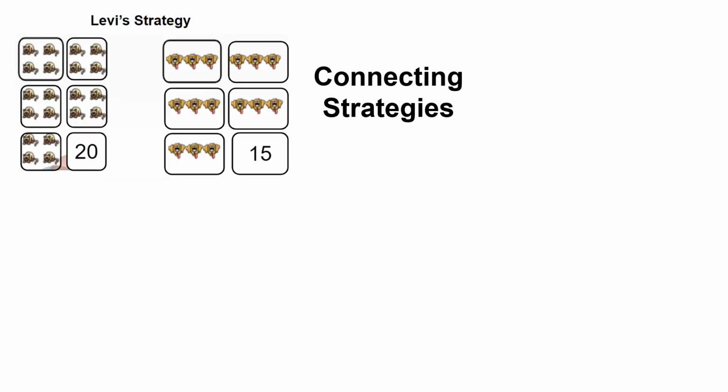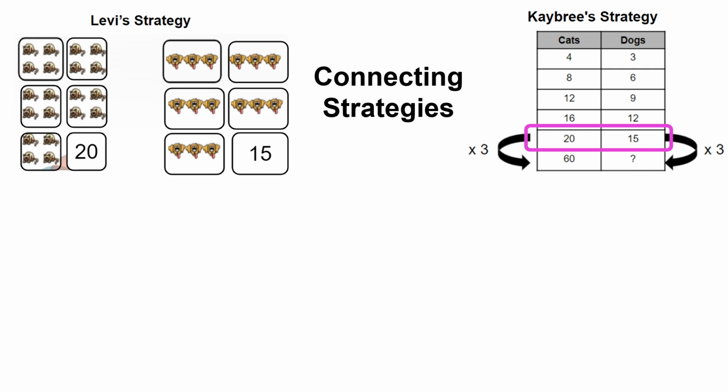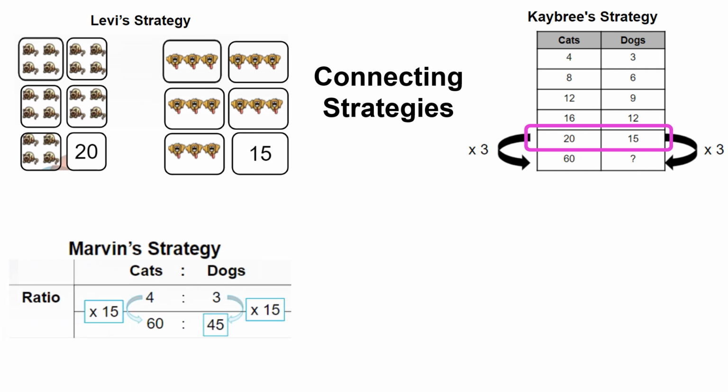Remember, mathematicians are like detectives. We're always looking for patterns and relationships, and we're always thinking about how strategies are connected. We dug into a real-life scenario today that involved proportional relationships, and we zoomed in on 3 student strategies to see how they were alike and different. Levi drew a picture. Kaybree used a table, and Marvin used an equation. All 3 mathematicians used the proportional relationship of cats to dogs to solve the problem.